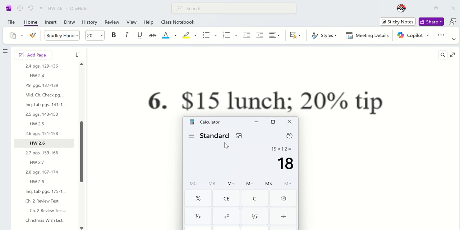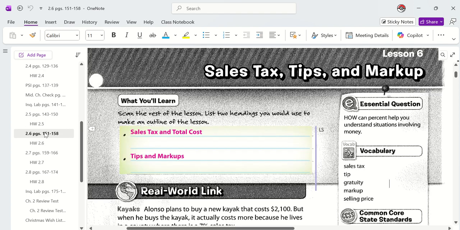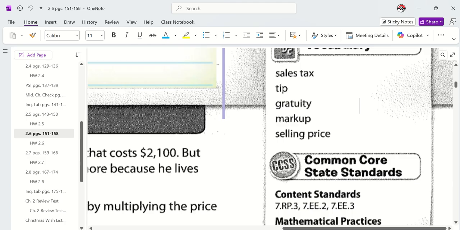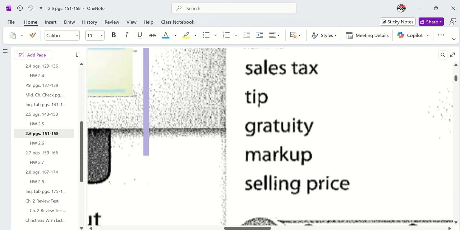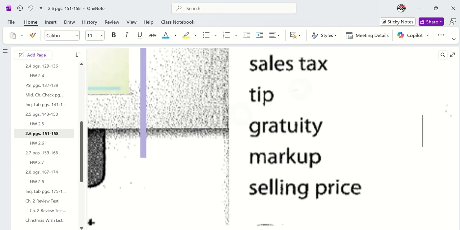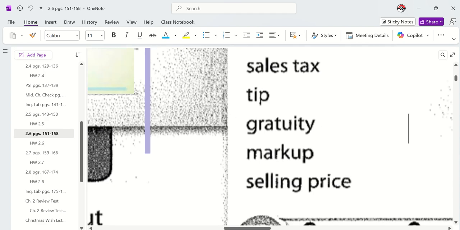And that's it. That's the same thing for every single one. Sales tax, again, is just the added money they add to a product because that sales tax is used to build schools, build roads, bridges, things like that. Tip and gratuity are the same thing. It's the extra money you add on to pay your waiter or your waitress.